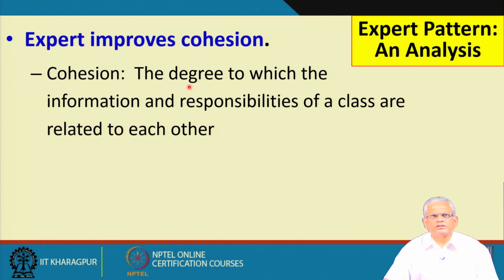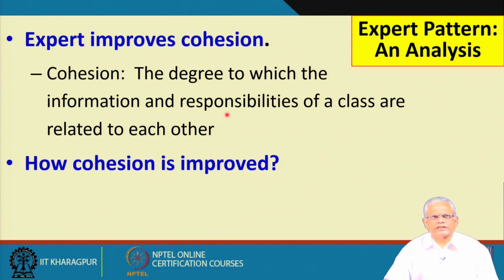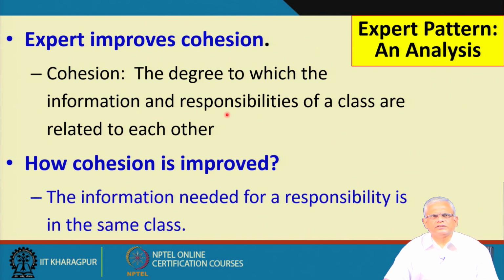Please remember that cohesion is the degree to which information and responsibilities of a class are related to each other. A class does not do something it should not do, and if it needs to do that, it needs to get the necessary information, which increases the coupling and reduces the quality of the design. The cohesion is improved because the information needed for responsibilities is in the same class, and it does not have to depend on other classes.